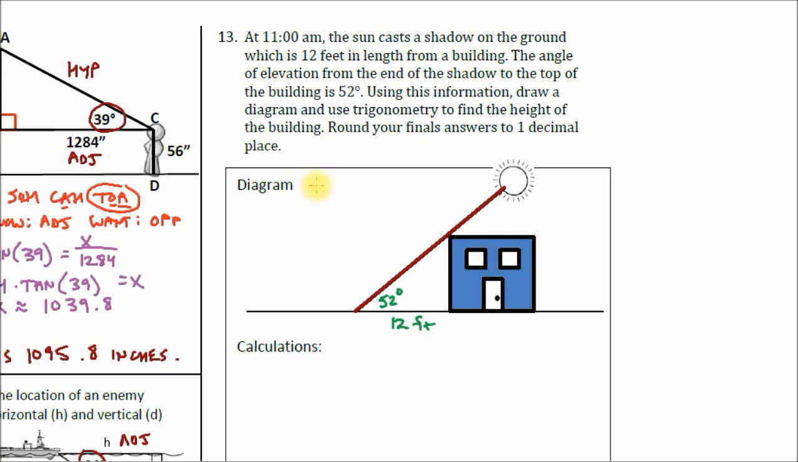So now you can see, class, we just have a right triangle. This is a right angle right here. We've got a right triangle. And we're going to use trigonometry to find the height of the building, and that's right here. So the height of the building, let's just label that as x. So there is our variable x.